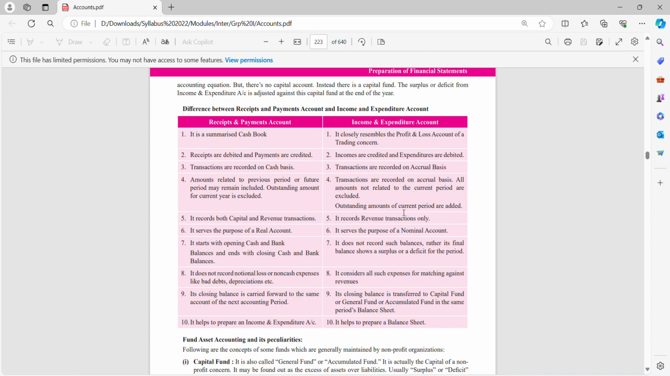It starts with opening cash and bank balances and ends with closing cash and bank balances. The other does not record such balances, rather its final balance shows a surplus or a deficit. Please give a read, then we'll go for the next.